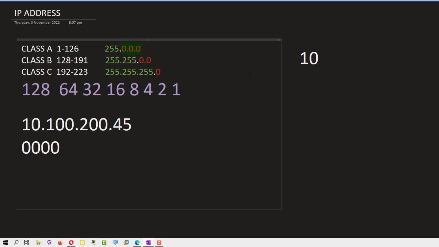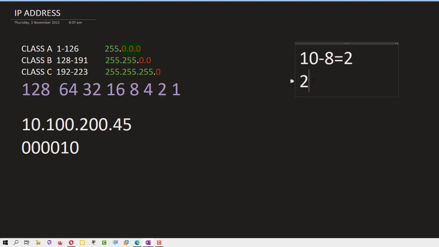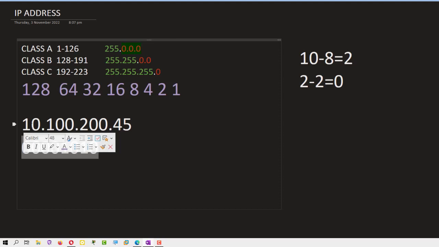So 8 goes into 10, yes, it's possible, goes in 1. And then if you subtract 8 from 10, it is equal to 2. So now we'll be working with 2, the remainder. 4 into 2 is not possible, which gives a 0. And then 2 into 2, yes, is possible, so 2 minus 2 is equal to 0. So now we'll have here 1. So 1 into 0, you have 0. So this is how the machine is going to see 10.